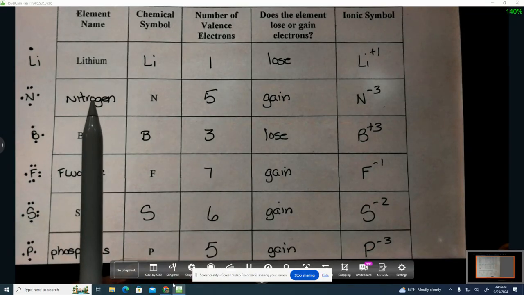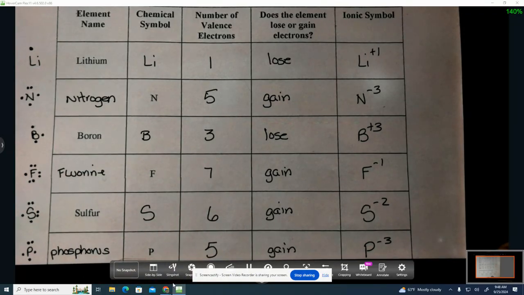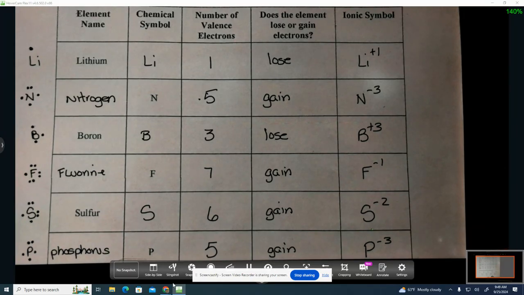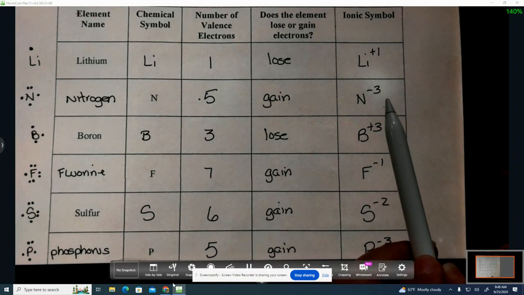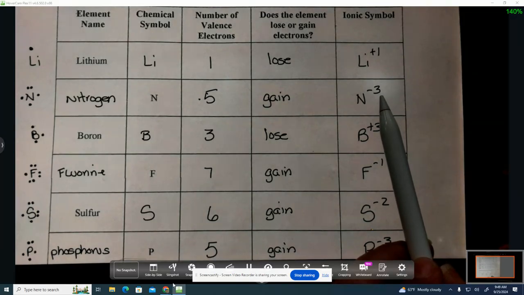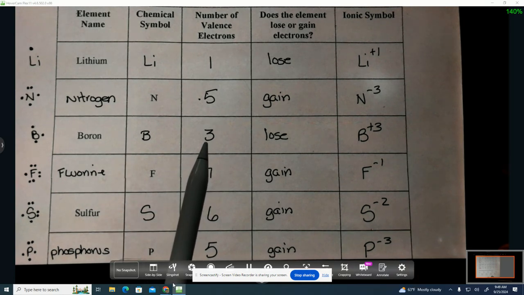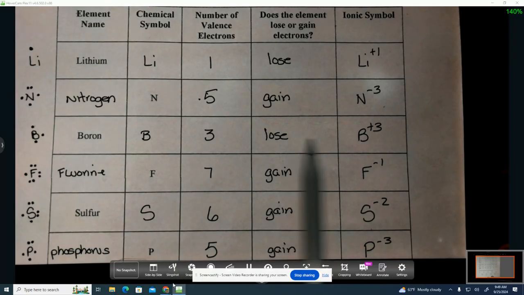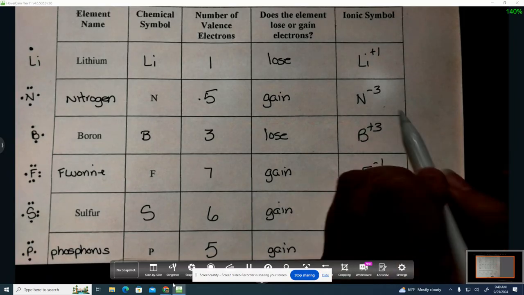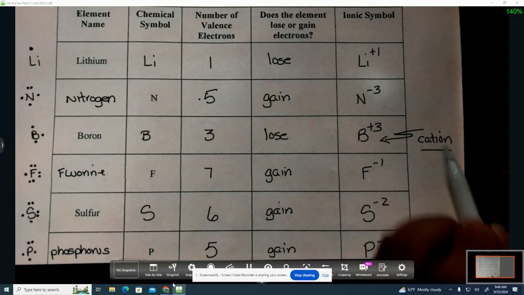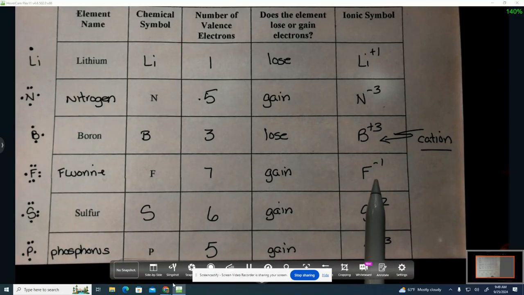Okay. Nitrogen. Nitrogen does a bunch of funky things. It gains electrons, it loses electrons, but I said just take the top one for now. It has 5 valence electrons. It's going to gain electrons. And when it gains electrons, it's going to become a -3 charge most of the time. Boron is in group 13. Do you know what I'm saying by group 13? It has 3 valence electrons. It's going to lose, and it's going to become boron with a +3 charge. This is a cation. Positive. It's positive, yes.